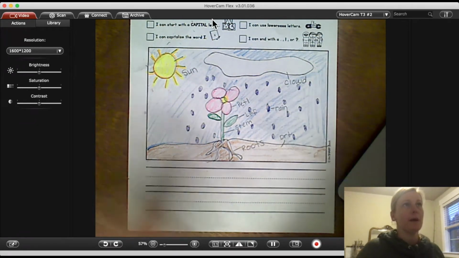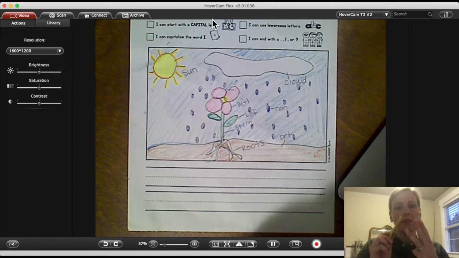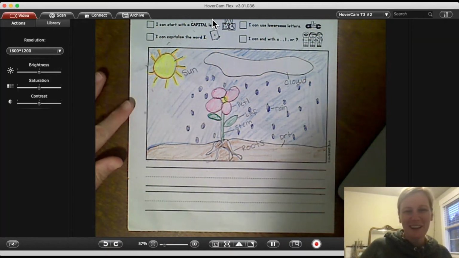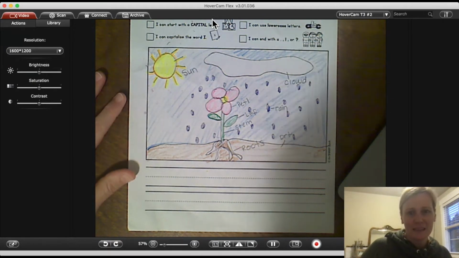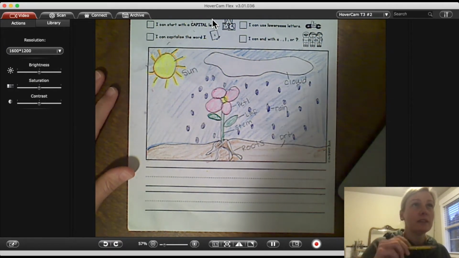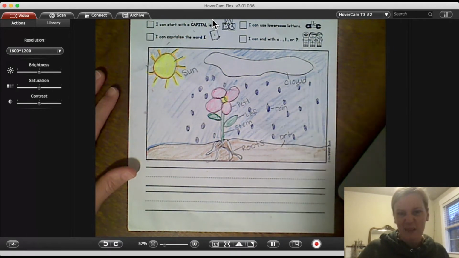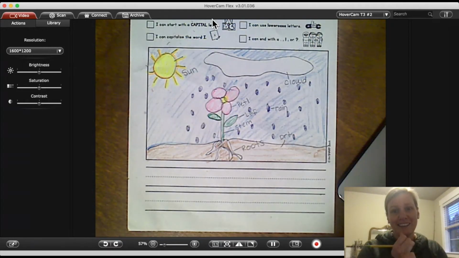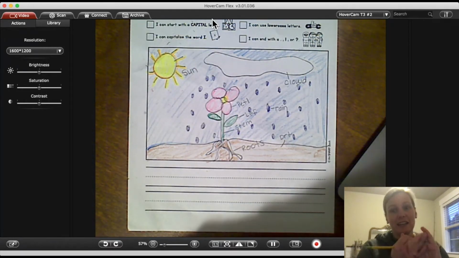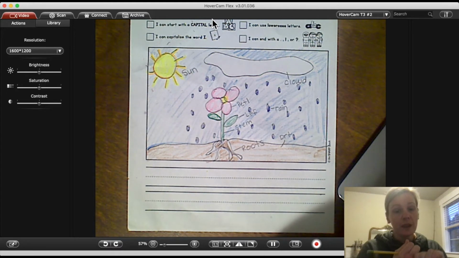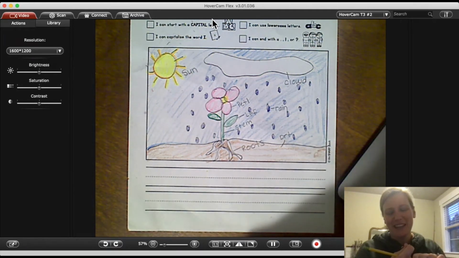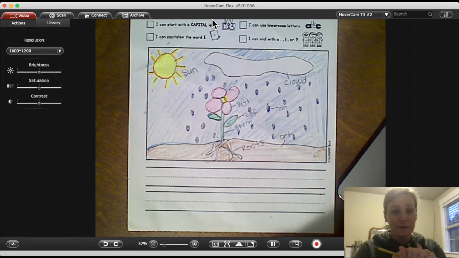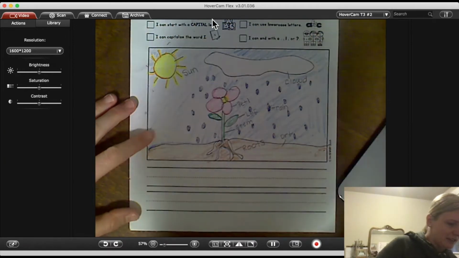So let's think about 3 things we know about plants and write about them. Well, the first thing I know is that plants need things, don't they? And remembering back to Mrs. Nielsen's book and other things that I've learned about plants, I know that plants need sun, they need water, they need space, they need air. So let's go ahead and write about that.